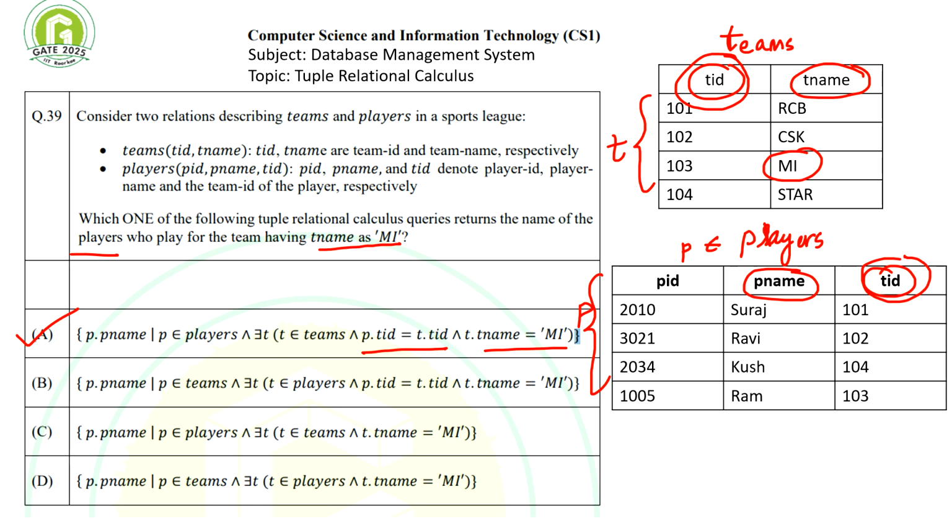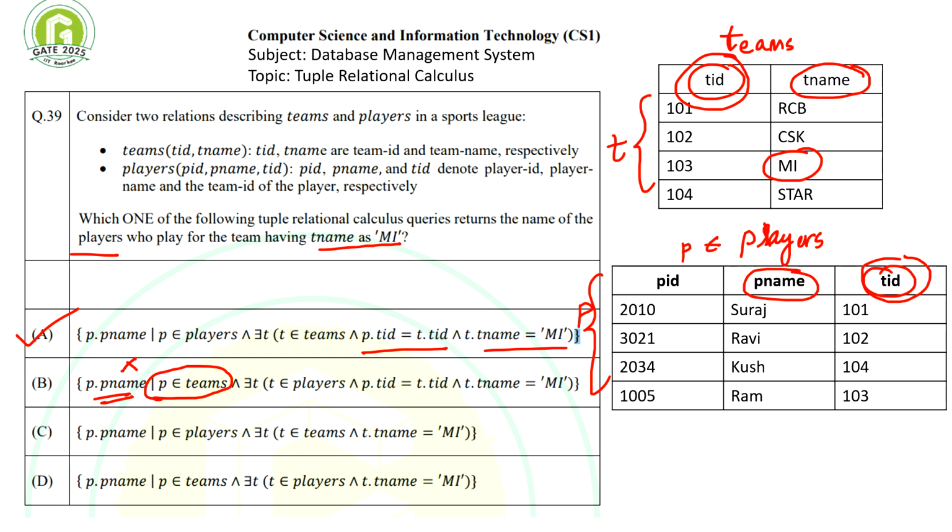Option B says p.pname and p belongs to teams. This is evidently wrong because p can belong to teams, but then you do not have an attribute named pname in teams. So this is incorrect.